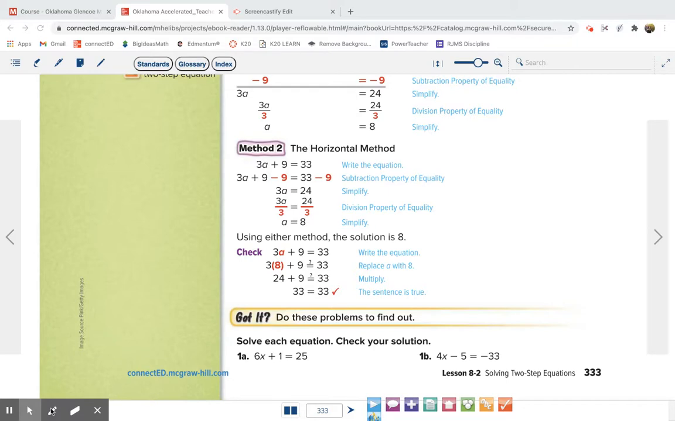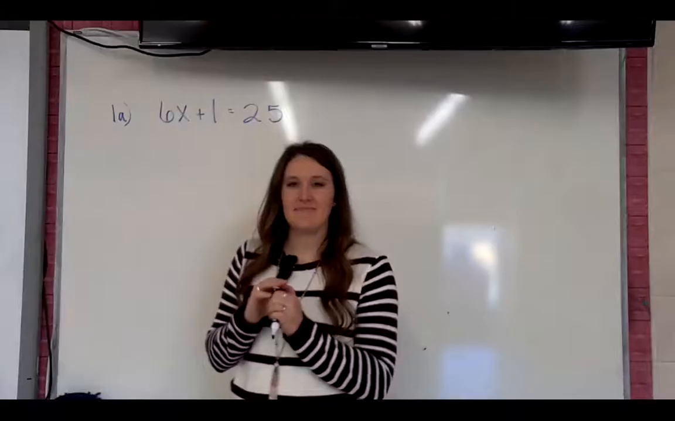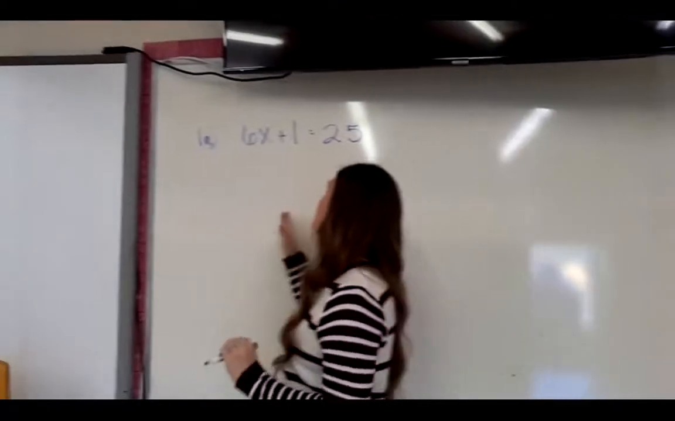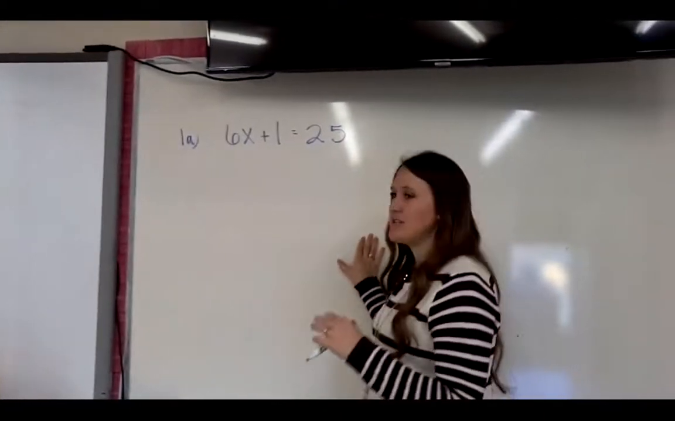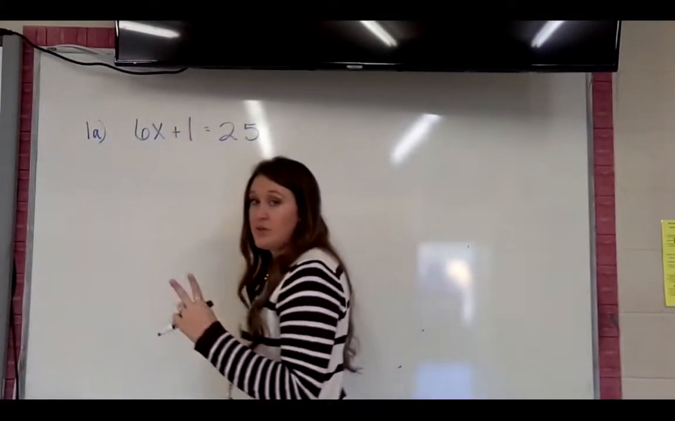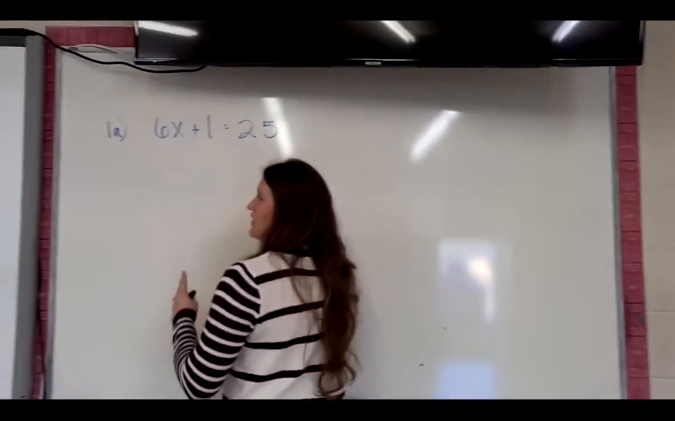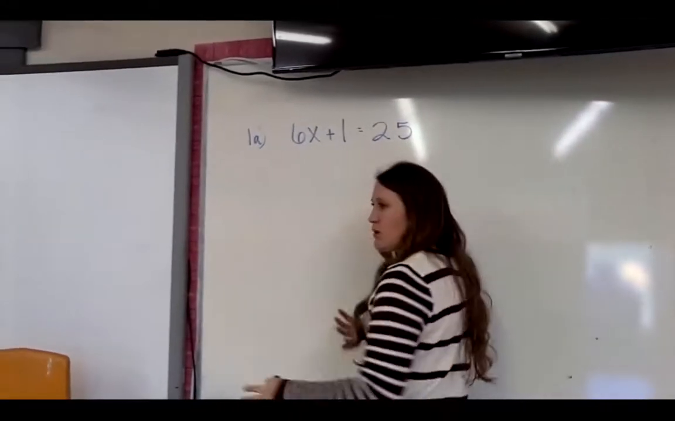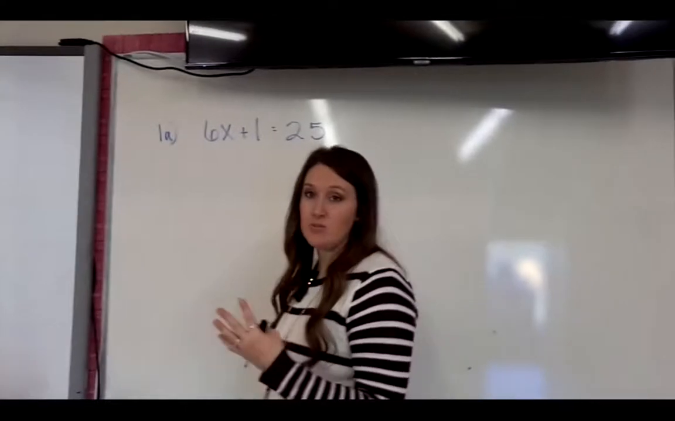But you are going to do just example 1a here. I'm not going to make you do both of them. Just do 1a. 6x plus 1 equals 25, and then I'll go over it with you. On 1a, we have 6x plus 1 equals 25. So these are two-step equations, so we are going to have two things to do to solve this. We're going to treat it as one big addition problem, subtraction problem, multiplying or dividing problem.